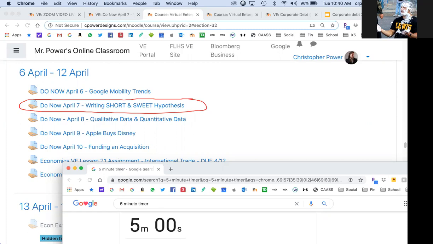Superb. Okay, so one of the issues that I'm finding is that we never actually went over the process of writing an effective hypothesis. All right, so we are going to address that today.